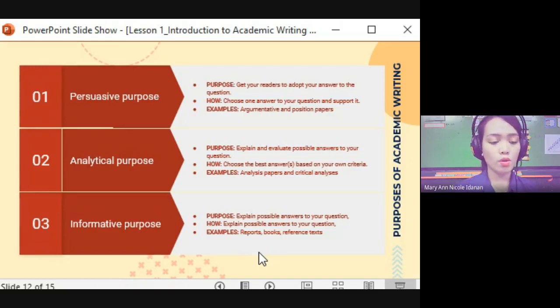For example, if you're giving them the idea or information about online distance learning, then that's the informative purpose. You're just describing it, telling what it is all about or how you do that. That's informative. You're just informing your readers. So those are the three purposes of academic writing: the persuasive, analytical, and informative purpose.